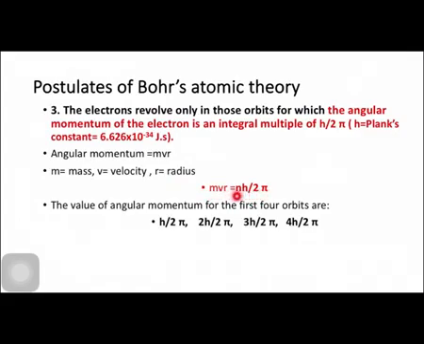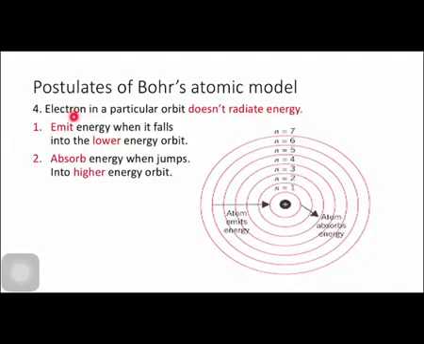In this equation, n is the number of the orbit, and if we put the value of n in this equation, then we get the angular momentum for the first four orbits as h over 2π, 2h over 2π, 3h over 2π and 4h over 2π.